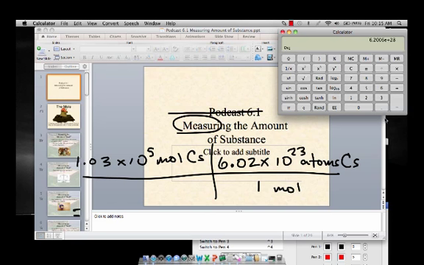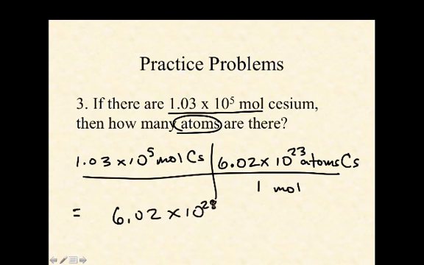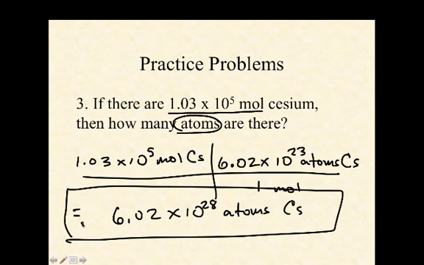That sounds like an awful lot, right? But that's like 10,000 moles of cesium. And each mole has a whole lot of particles. So our answer gets to keep 3 sig figs, 6.02 times 10 to the 28 atoms of cesium. Put a box around your answer because that's the way I like it.